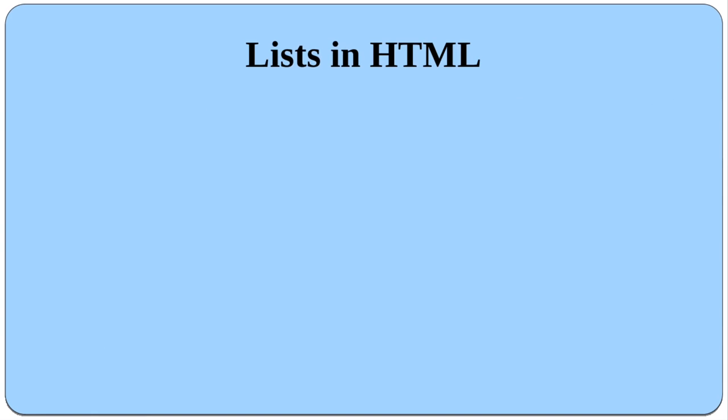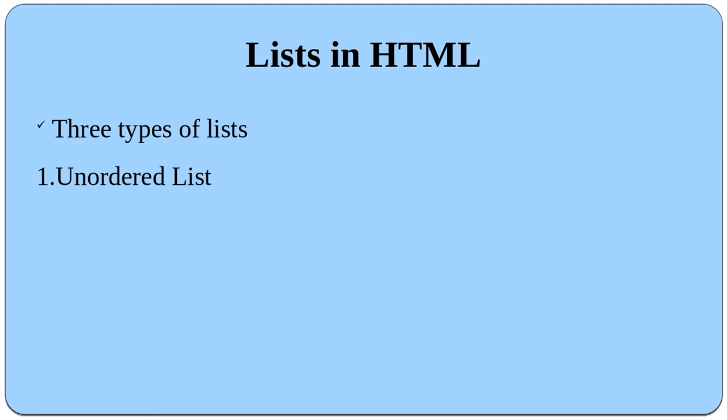Lists in HTML. In HTML, to arrange information on a web page, we have 3 types of lists. They are unordered list, ordered list, and definition list. It is also called a description list.